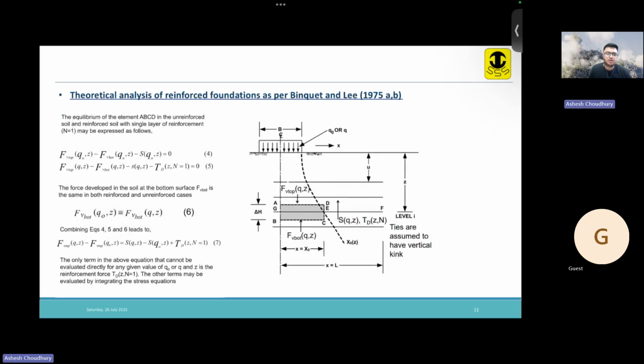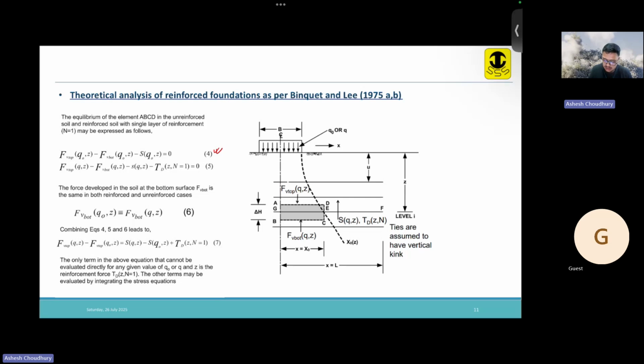Now what we do is, the equilibrium of the element ABCD in unreinforced soil and reinforced soil with a single layer of reinforcement may be expressed as follows. So we are considering that in the soil there is only one layer of reinforcement, and for that we are writing the equations. The equilibrium equations for the unreinforced case and the reinforced case. For the unreinforced case there will be no TD, and for the reinforced case there will be TD.